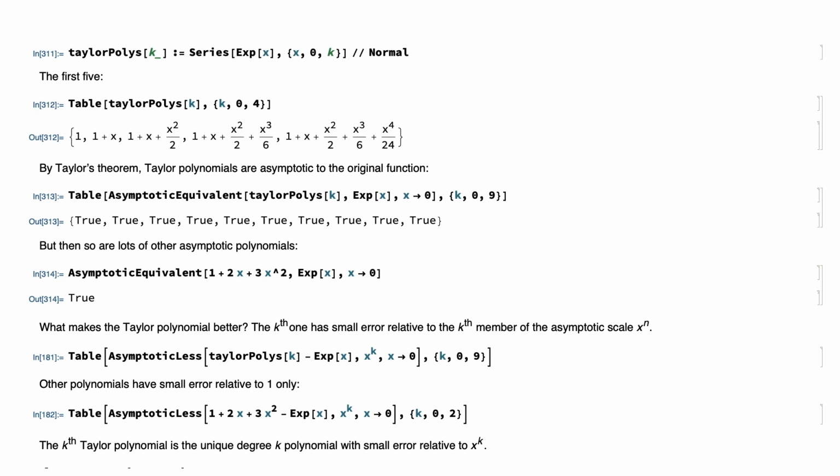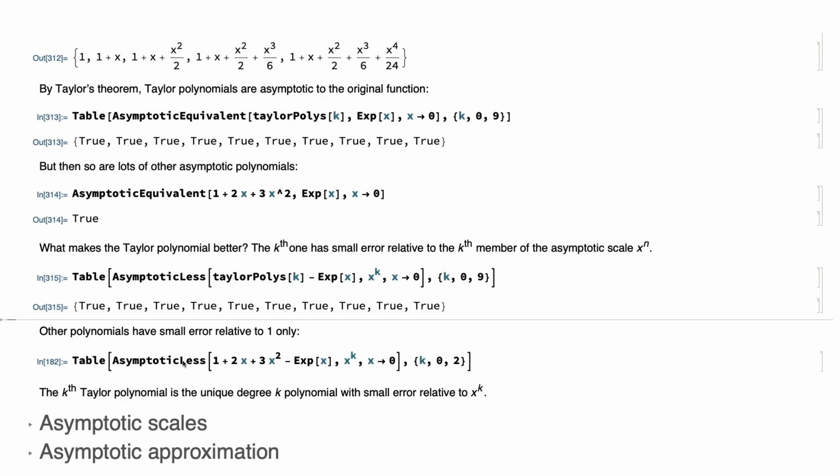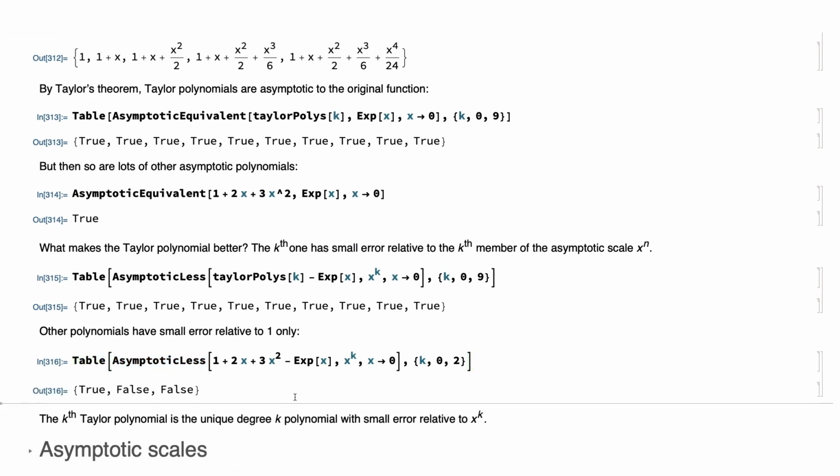So let's look at the kth Taylor polynomial, or Maclaurin polynomial, of e to the x. And just to refresh our memory, here are the first 5. Well, e to the x is asymptotically equivalent to every one of its Taylor polynomials. In fact, that's basically the content of Taylor's theorem, or at least it's a consequence of Taylor's theorem. But there are lots of other polynomials which are asymptotically equivalent to e to the x. So what makes the kth Taylor polynomial better?